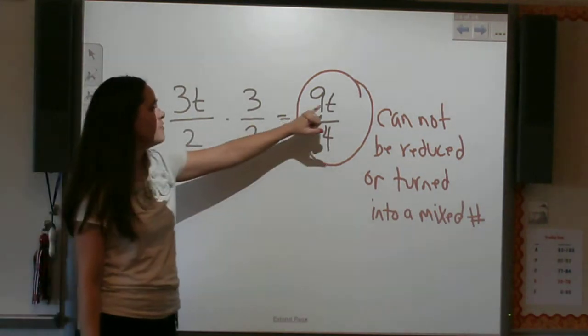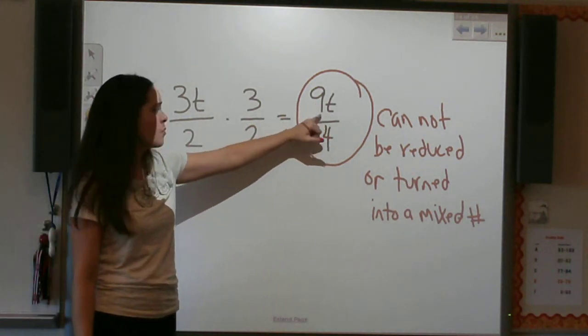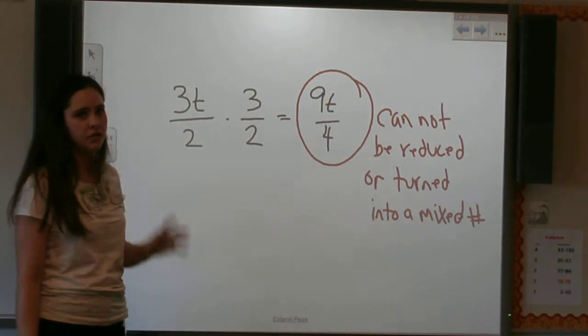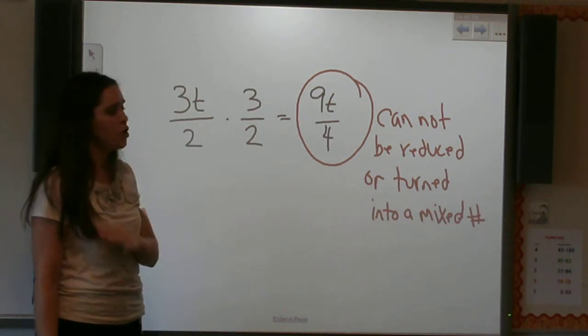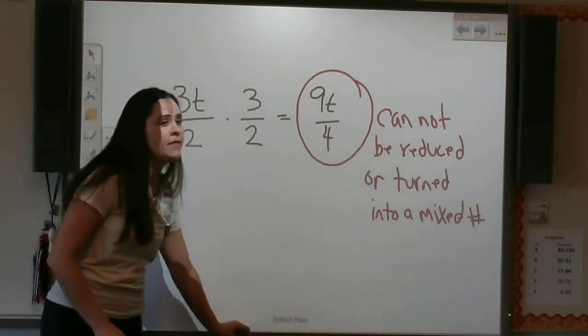Whenever you have a variable in your numerator, you cannot change it into a mixed number. You can't do it. You just have to commit that to memory.